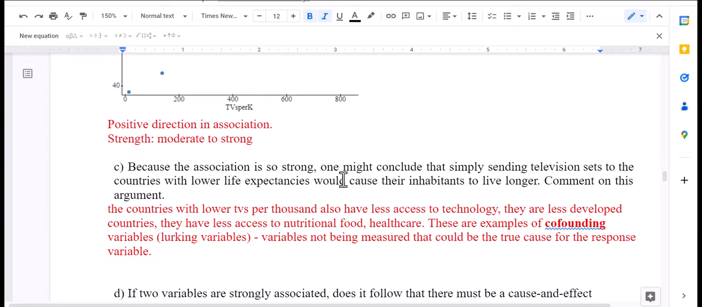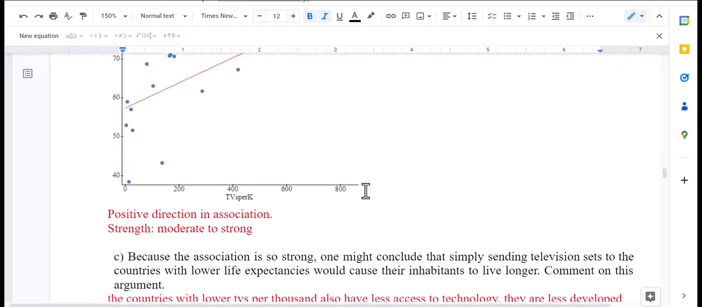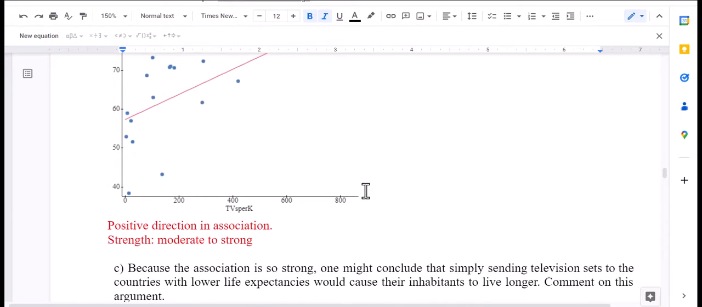And because the association is strong, one might conclude that simply sending television sets to the countries with lower life expectancies will cause their inhabitants to live longer. So comment on that argument. Why is that a faulty argument? Essentially, just because there is an association does not imply causation, right? There could be other things going on.